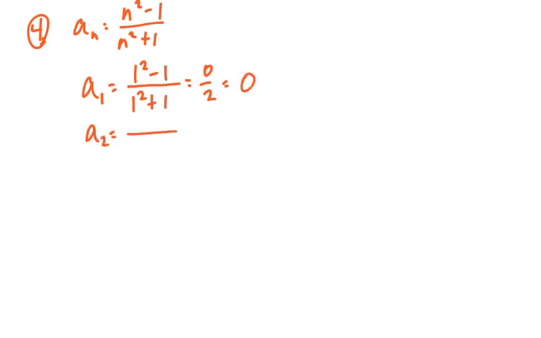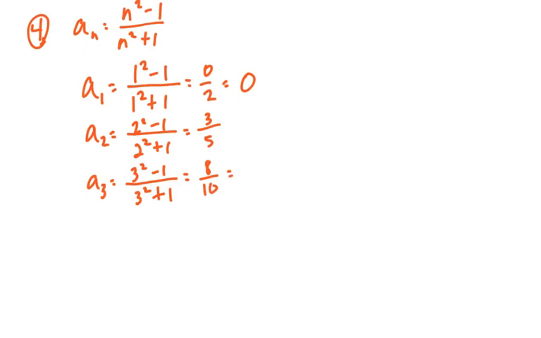Similarly, A sub 2, we're going to have 2 squared minus 1 over 2 squared plus 1. So we have 4 minus 1 is 3 over 4 plus 1 is 5. A sub 3 is 3 squared minus 1 over 3 squared plus 1. So your A sub n, that value gets plugged in for n into the equation. 3 squared is 9, so minus 1 is 8, and plus 1 is 10, and this reduces to 4/5.